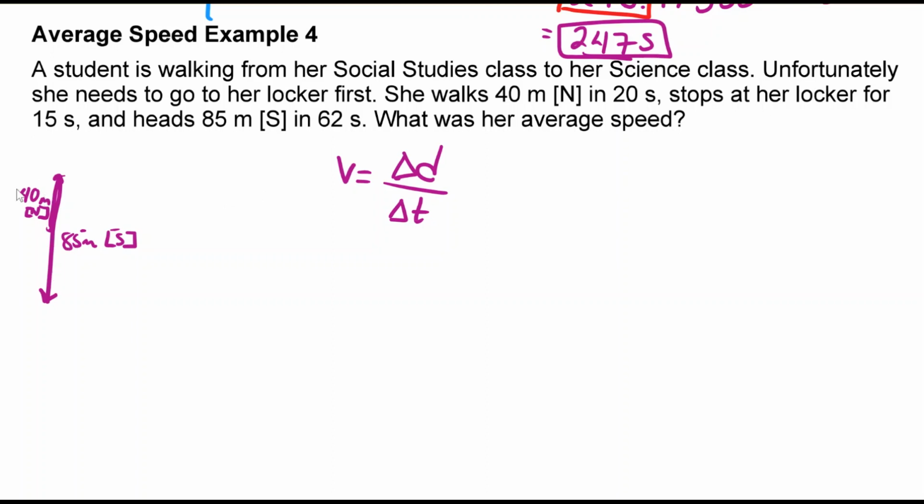And so she went 40 meters. I get it's in the north direction, but that doesn't matter. For distance, distance is a scalar. We don't care about a direction. So she went 40 meters, and then she went 85 meters. So that's a total of 125 meters. And then the total amount of time: she took 20 seconds plus 15 seconds plus 62 seconds. So 20 plus 15 is 35, plus 62 is 97. So she took 97 seconds to do that.